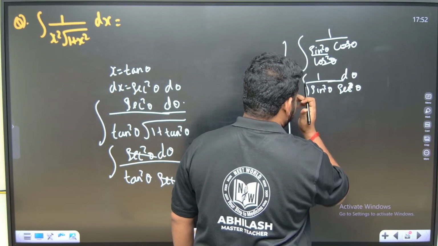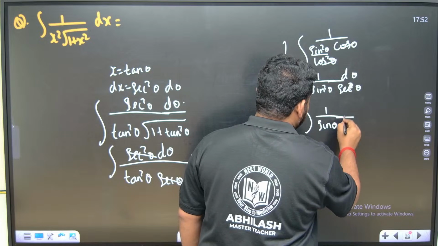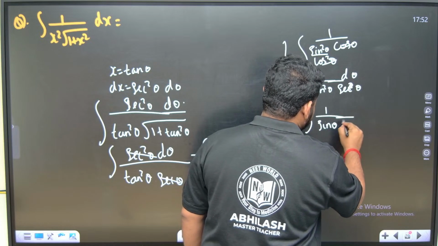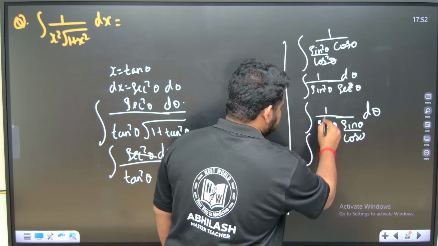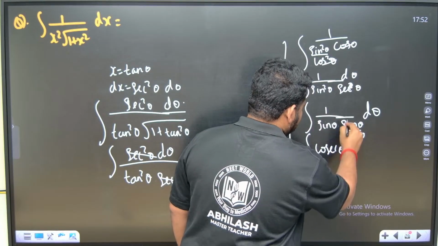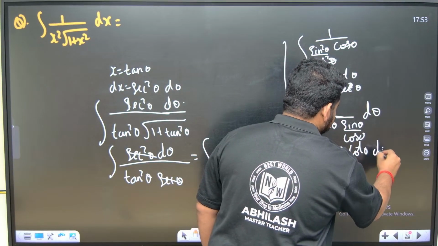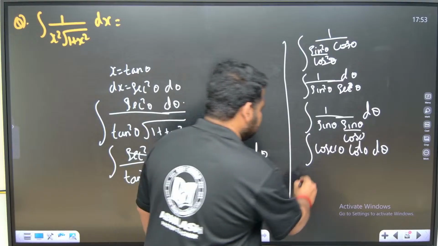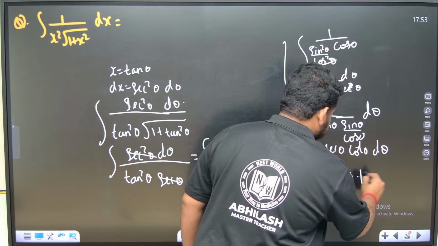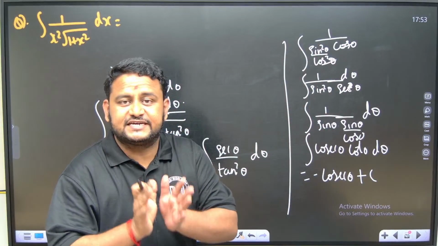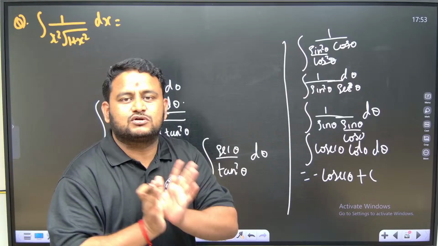So this can be written as 1 by sin theta into sin theta by cos theta d theta. Now 1 by sin theta can be written as cosecant theta, and sin theta by cos theta is nothing but tan theta. Tan theta, if it comes up, becomes cot theta d theta. So the integral of cosecant theta cot theta is equal to minus cosec theta plus c. The integral of secant theta tan theta is secant theta plus c, and the integral of cosecant theta cot theta is minus cosecant theta plus c.